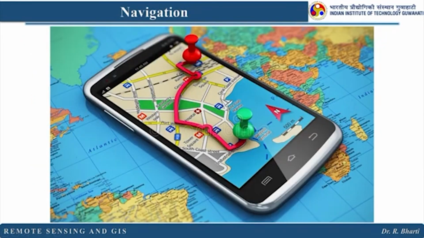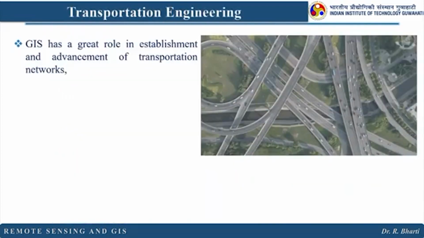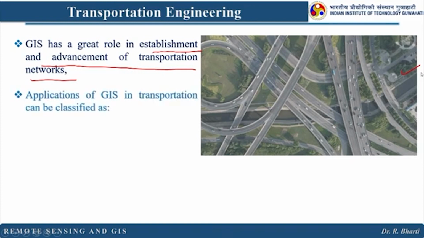This is when we are talking about navigation. So nowadays you people are familiar with Google Maps. You can easily find out. So ISRO has also developed their own app. You can visit the Bhuvan website and you can explore more. GIS plays a very critical role in establishment and advancement of transportation networks, because you can use the remote sensing data in the GIS environment and you can visualize.